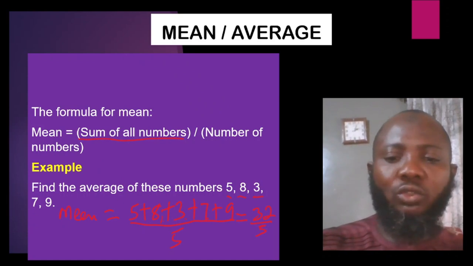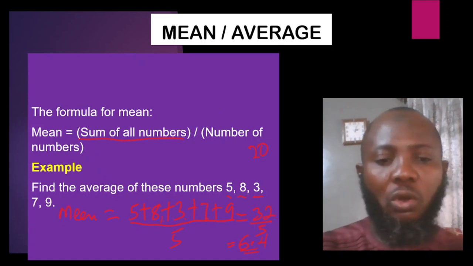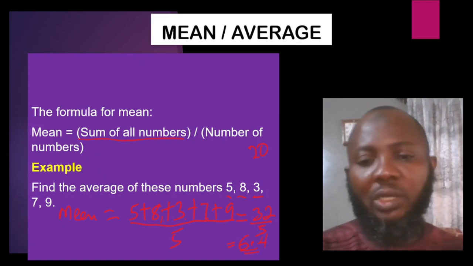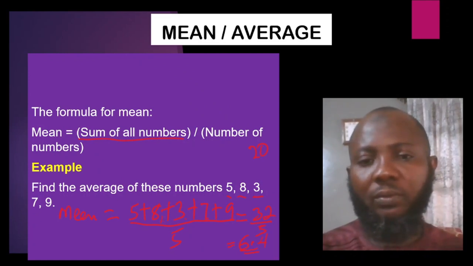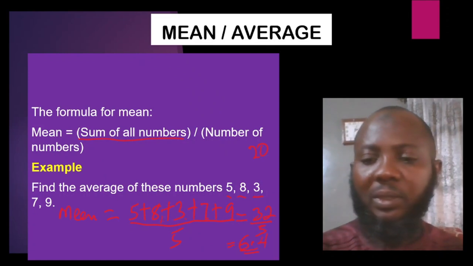So 5 in 32, 5 in 30 is 6 point. So it only remains 2. Add 0 to 2. 5 in 20, that is 4. So which means the average of this set of numbers is what? 6.4. I hope this is clear. It's 6.4. So that is that on that one.